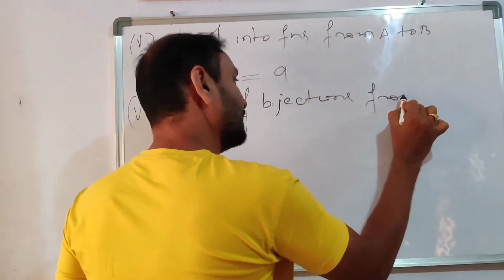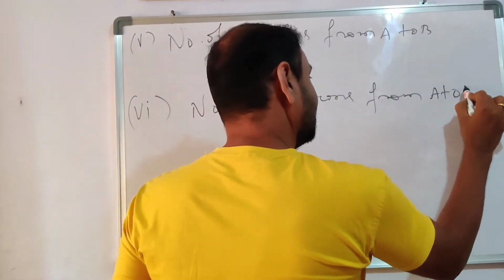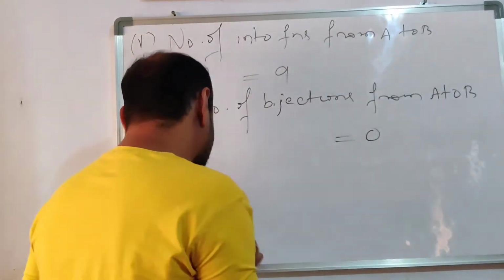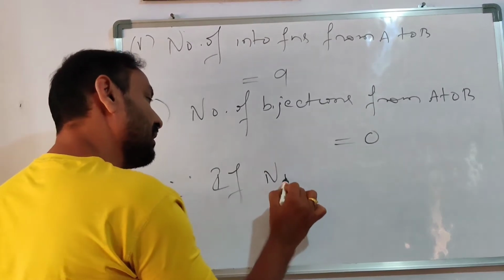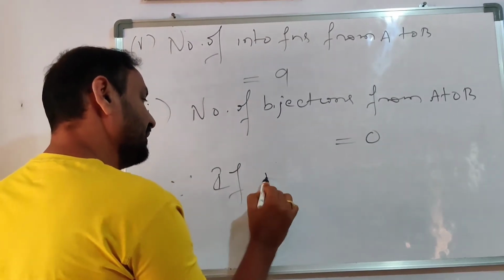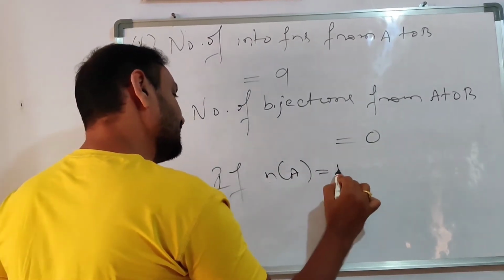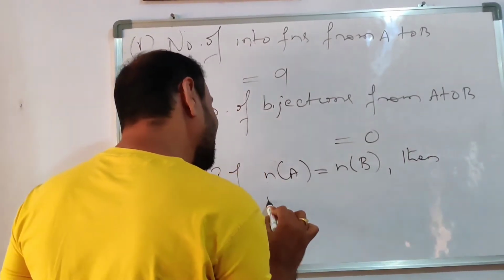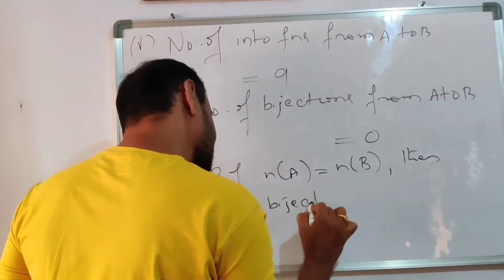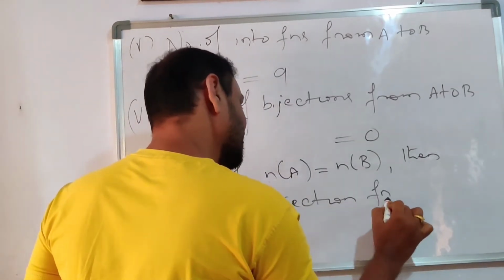The number of bijections from A to B is equal to 0, since bijective functions exist only if the number of elements in A is equal to the number of elements in B.